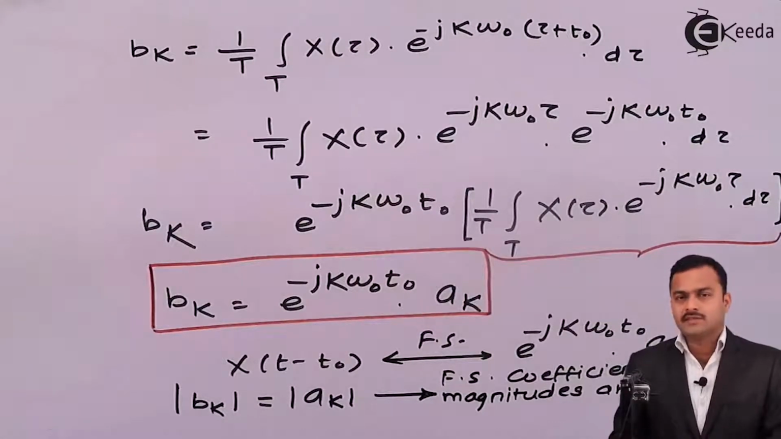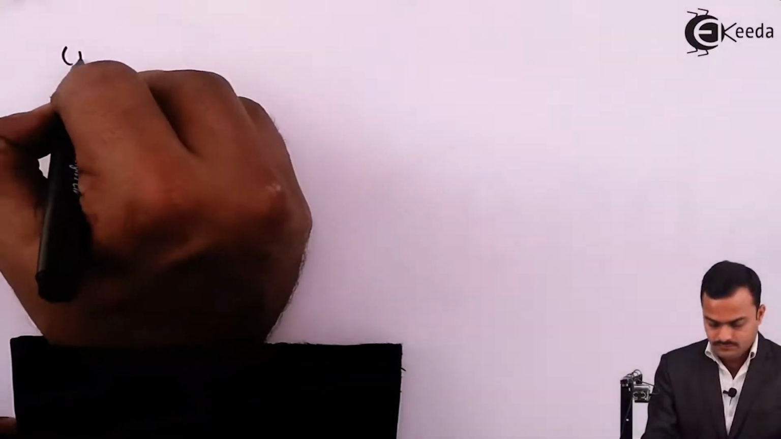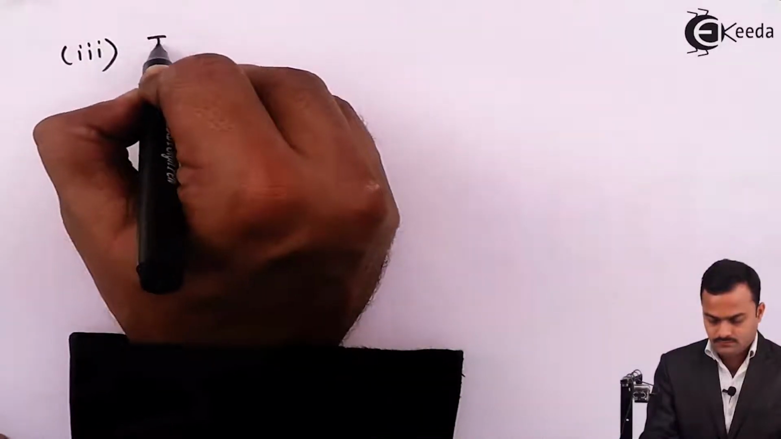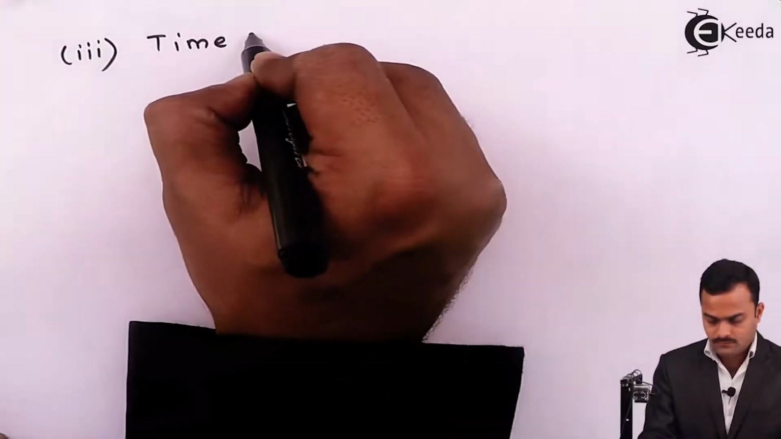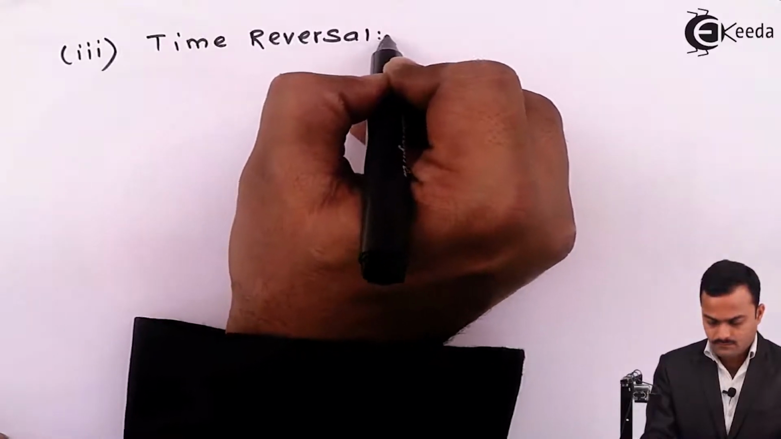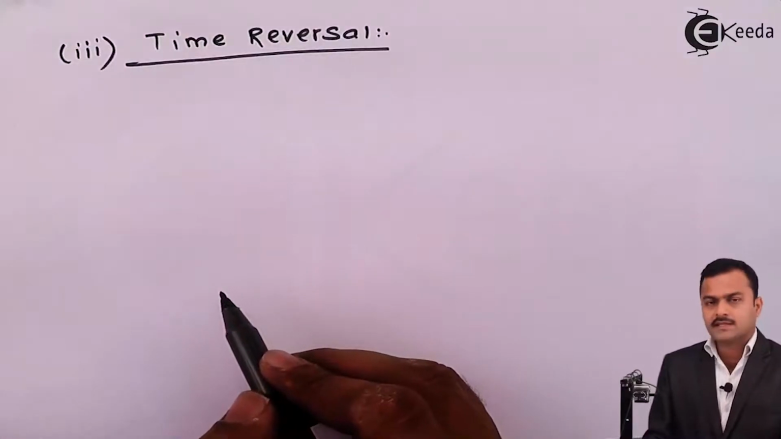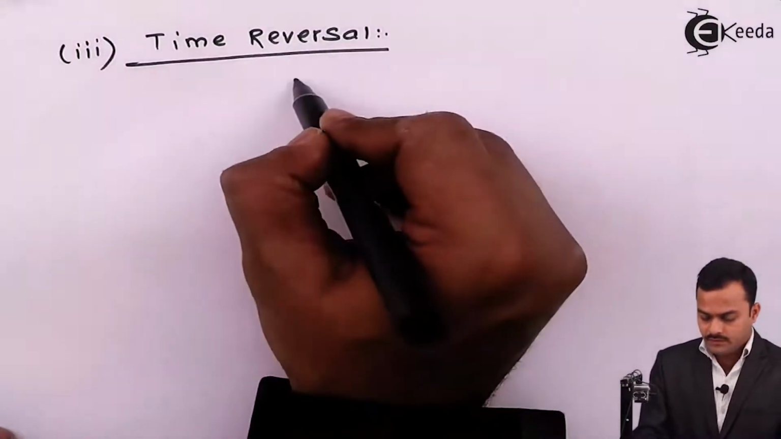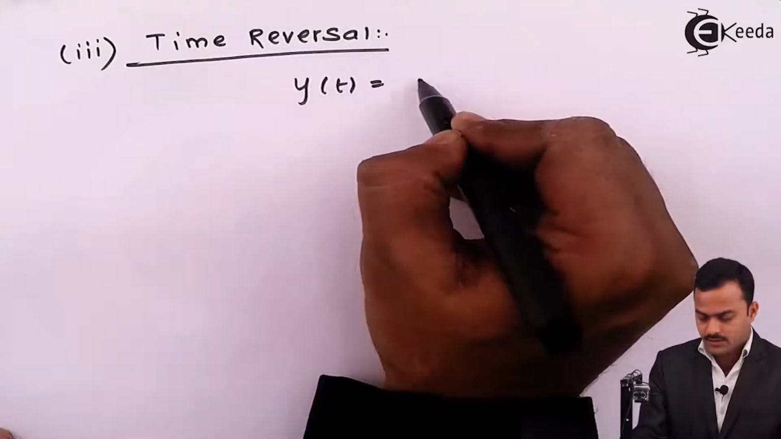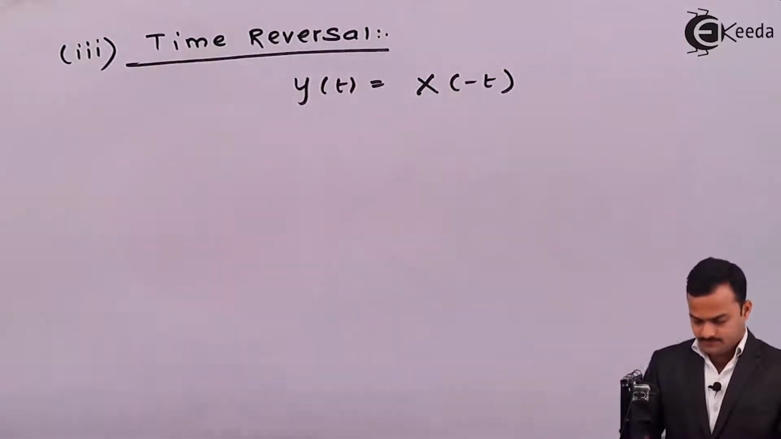Let's go to the next property, that is time reversal. So what we have to find out over here is a time reversal. If a new signal y of t is there, which is nothing but a time reverse version of x of t.